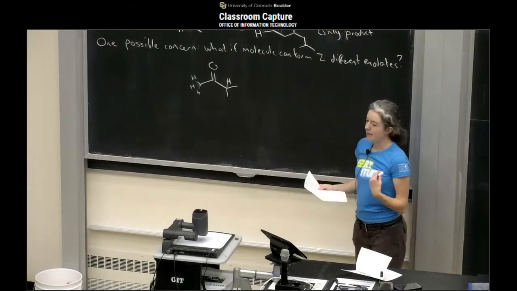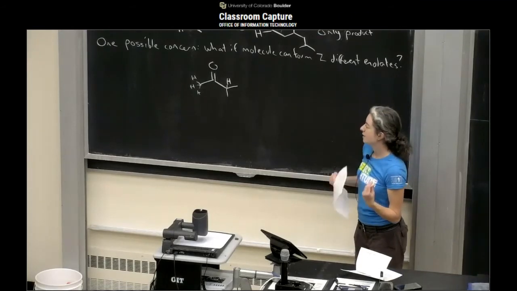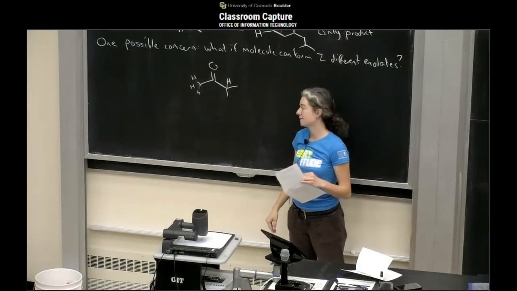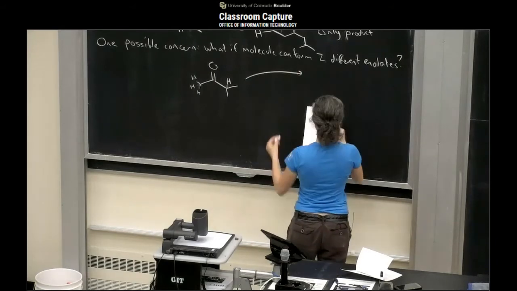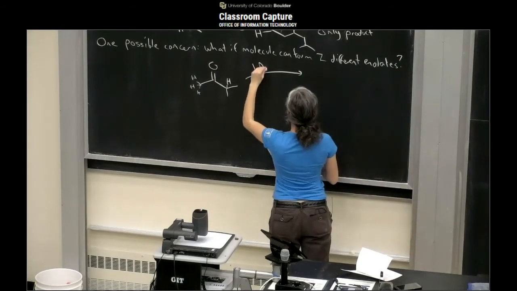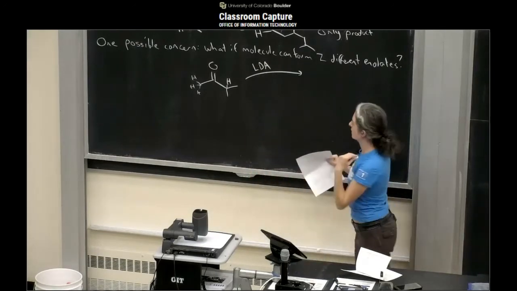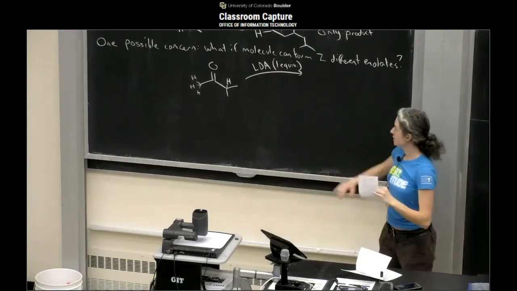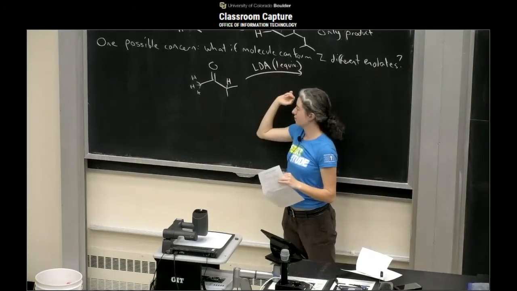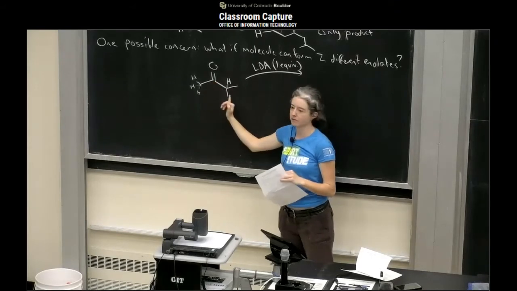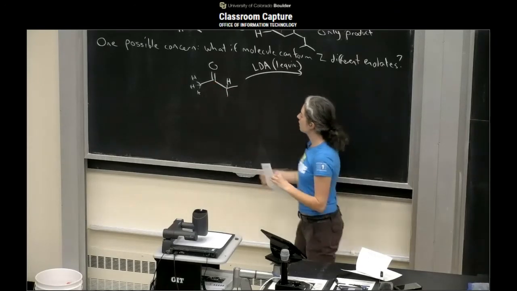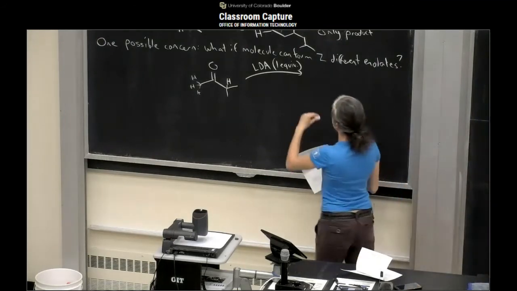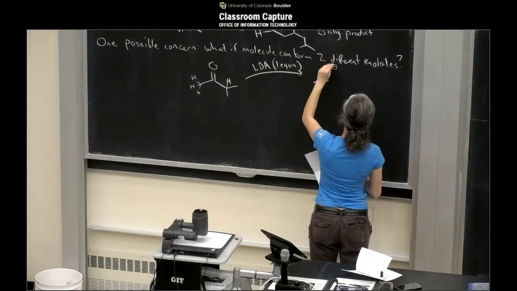So it turns out LDA, being a big bulky base, do you think it's going to have an easier time going for the left side or the right side on this? The left, yep. So LDA, and I'm going to get specific here, I'll explain why in a second, but one equivalent, if we just throw in enough LDA to just rip off the proton that it wants on 100% of these molecules, plus or minus a tiny bit, then LDA goes in for the easiest proton to rip off, the most accessible one, and you get this enolate out of it.